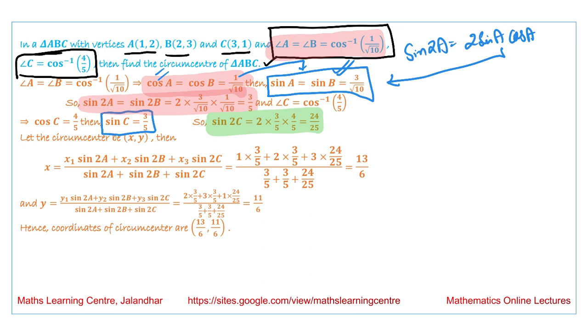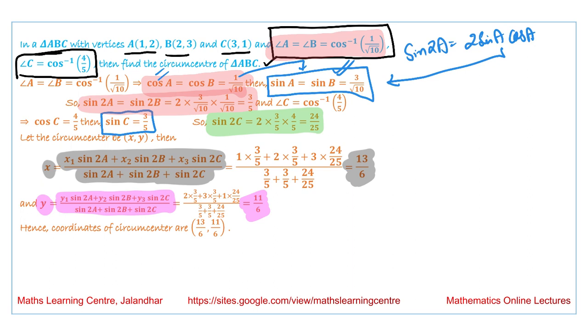So by substituting these values in the formula, this is the value of x that we have, this is the formula that we have. By substituting this value in the formula, we obtain the value of x equal to 13 by 6, and by substituting it in the formula for the y coordinate, the value we obtain is 11 by 6. So the coordinates of the circumcenter are 13 by 6 and 11 by 6. These are the coordinates of the circumcenter that we have.